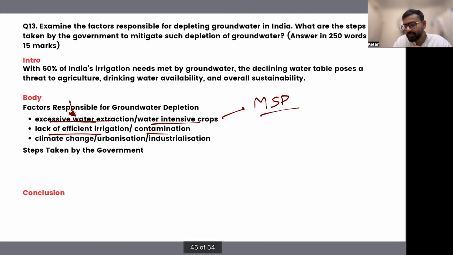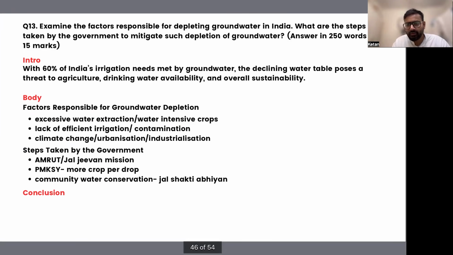And overall, there is a trend. There is climate change that is happening, urbanization, which is again leading to a lot more pressure on the groundwater, and industrialization. So these are the various things you can talk about as responsible for groundwater depletion. Now, what are the steps taken by the government? Here you should also know what are the various government programs and initiatives that the government has taken. So, if you already know this, you can talk a lot about it.